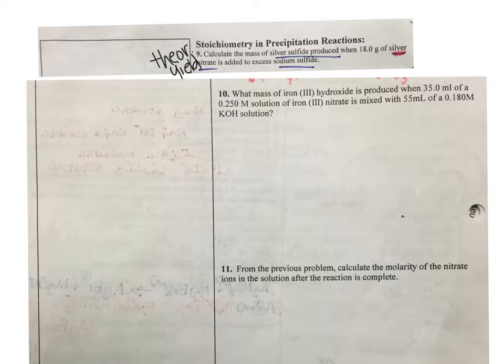Okay? All right. Number 10 is talking about what mass of iron 3 hydroxide is produced when 35 milliliters of a 0.25 molar solution of iron 3 nitrate is mixed. Lots of information here. The best place to start, what do you think?